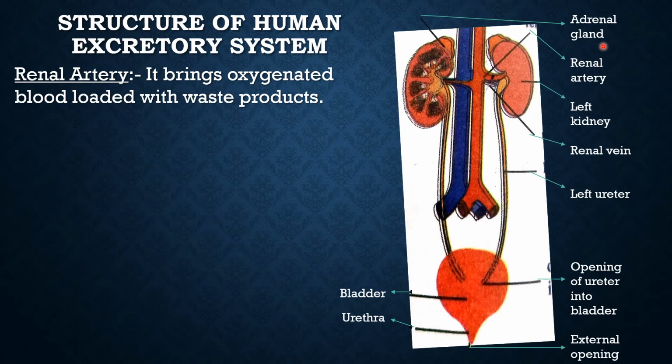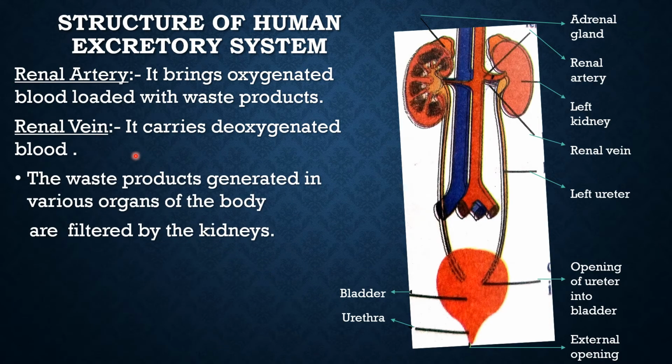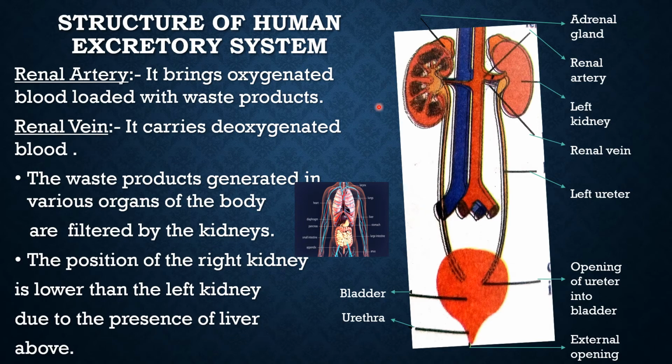Now let us discuss the function of the renal artery. It brings oxygenated blood loaded with waste products. Function of the renal vein: it carries deoxygenated blood. The waste products generated in various organs of the body are filtered by the kidneys. So kidneys play an important role in filtration of blood.